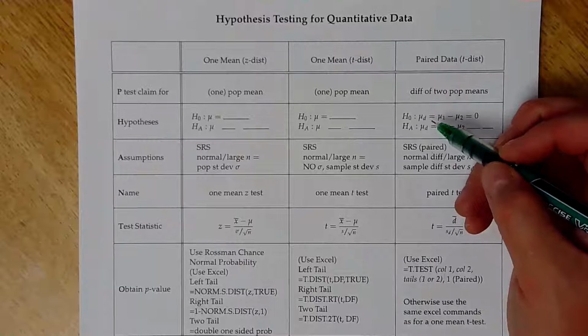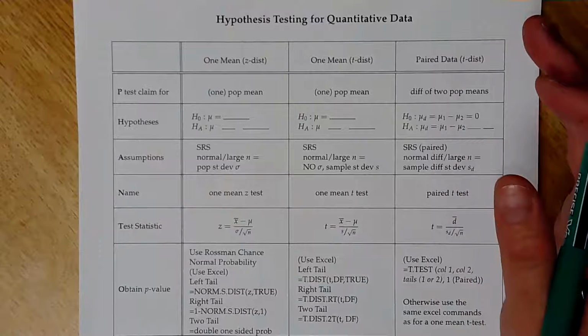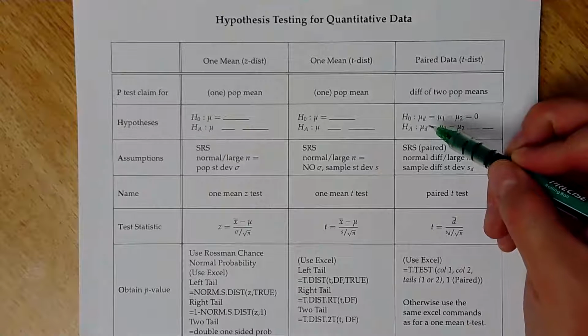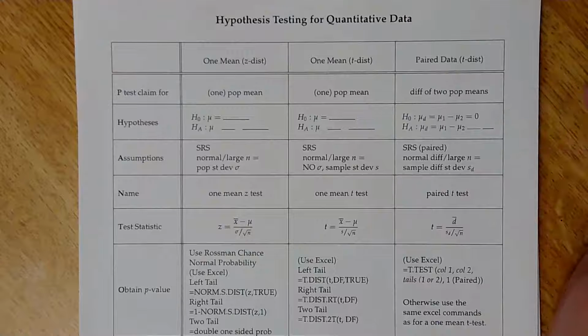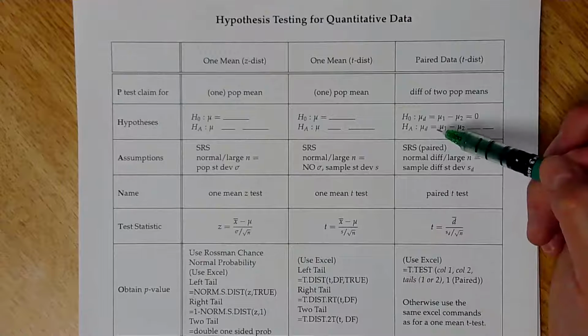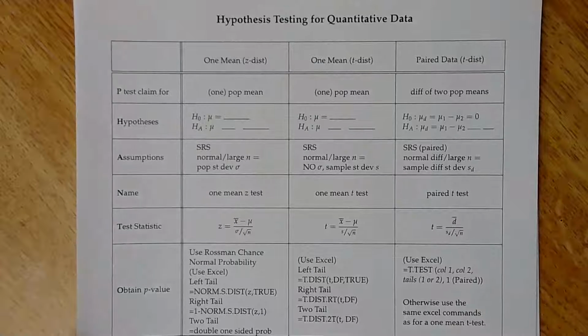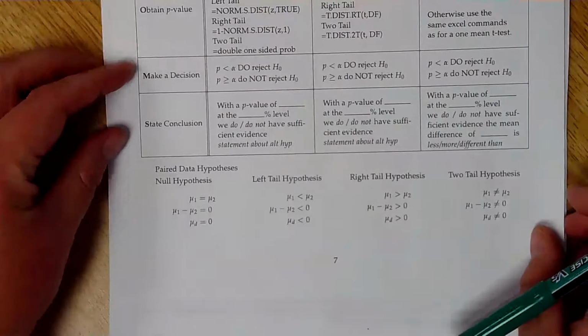So remember, we have that before and after column, and we subtracted them to get a differences column. Mu d is that average of the differences column. So our null hypothesis is that there's no difference between the two columns at all. And then our alternative hypothesis will either be that they are greater than 0, less than 0, or not equal to 0. And at the bottom of this page, there's actually a little breakdown of how these hypotheses work.